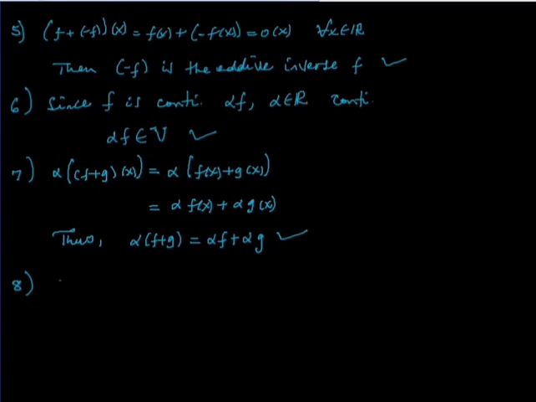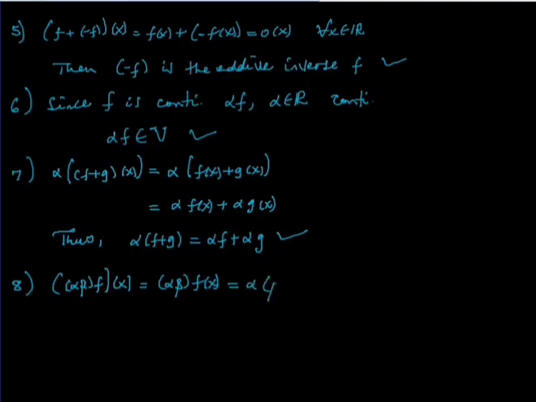ስምንተኛው axiom ደግሞ associativity of scalars ነው. For example, if we have alpha times beta times f, this can be written as alpha times beta of f of x. Okay, so rewriting this, ይሄ እንዴት ይጻፋል?